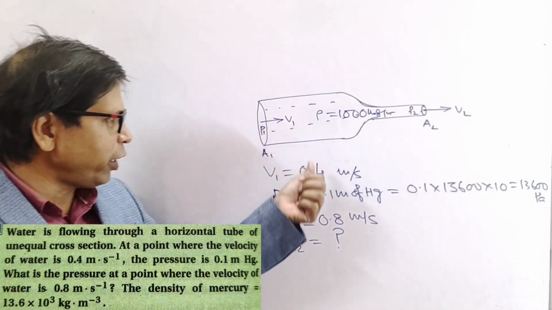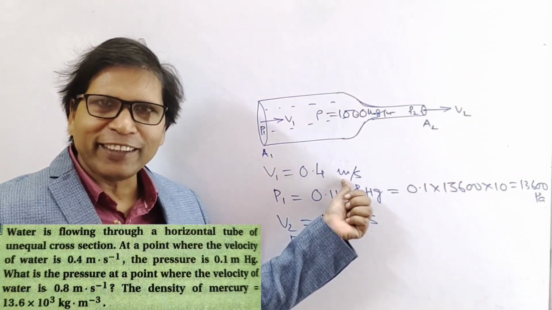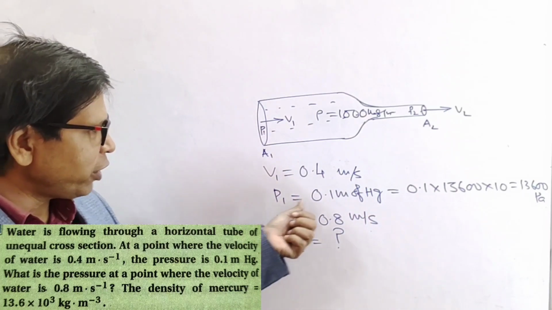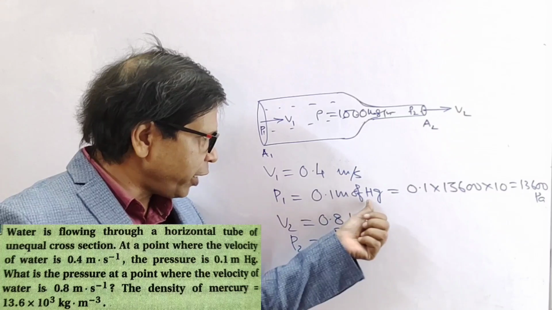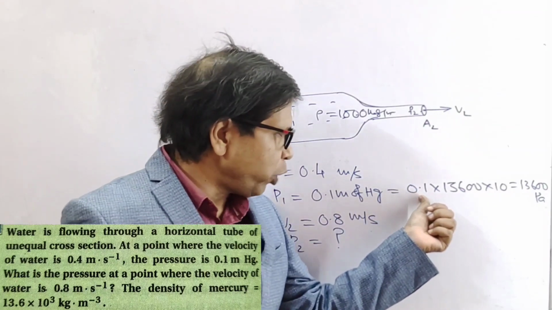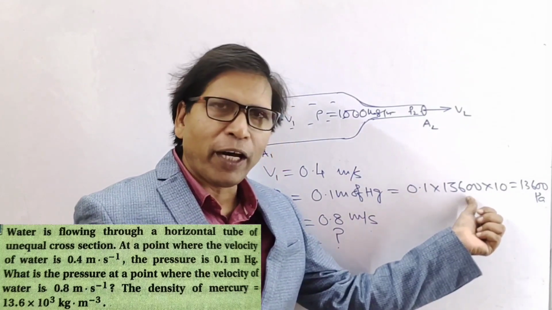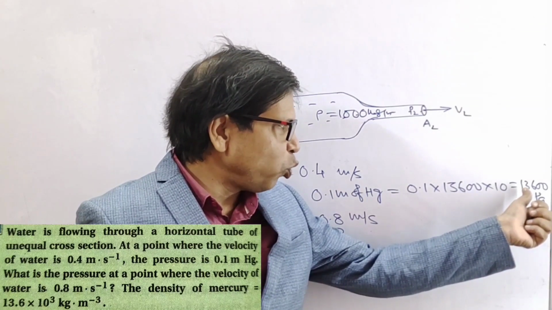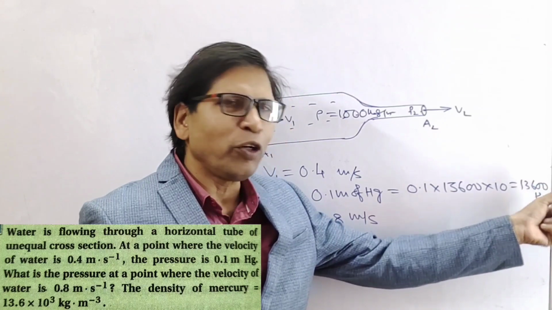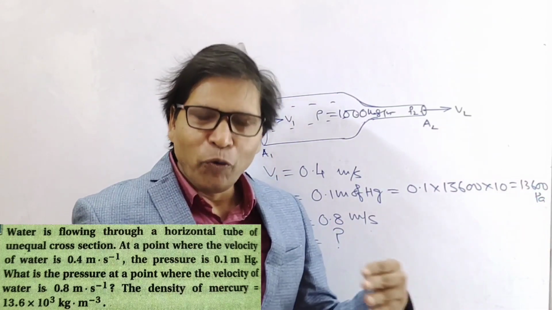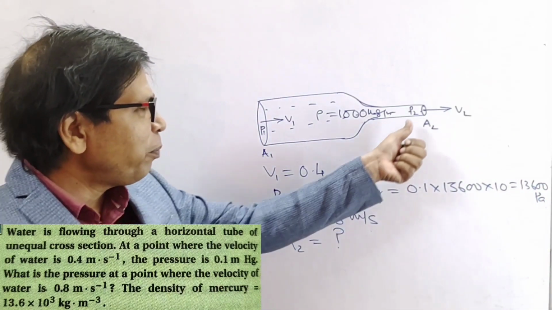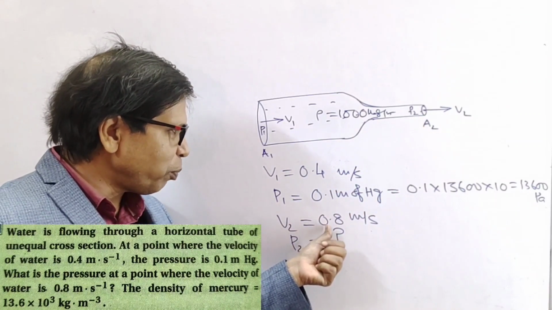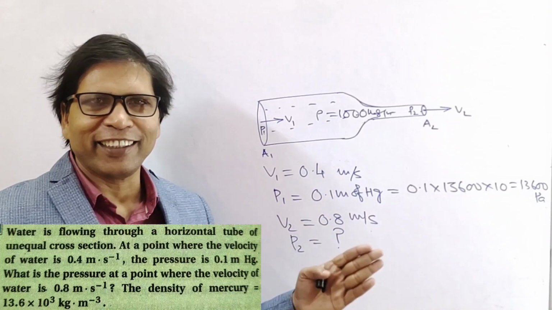Velocity at this point is 0.4 meter per second and pressure at this point is 0.1 meter of Hg, that is 0.1 into density of mercury into acceleration due to gravity. This is equal to 13600 Pascal. Now we have to calculate pressure P2 where velocity V2 equals 0.8 meter per second.